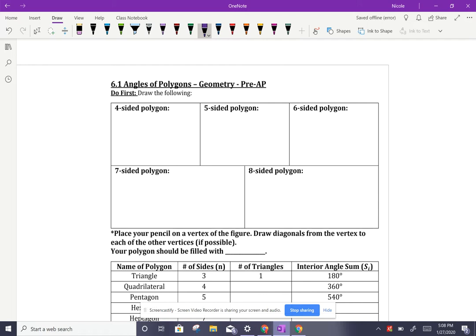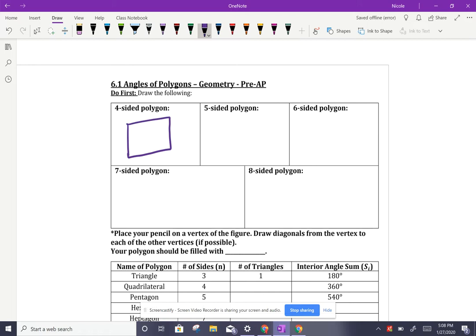You know a lot of polygons already. You know a square, a triangle, rectangles, hexagons, octagons. These are all different types of polygons. So we're going to review just a couple of things. First, I want you to draw a four-sided polygon. So think about it. It must have four sides. They must all be straight. So you could have a rectangle, a square, anything with four sides.